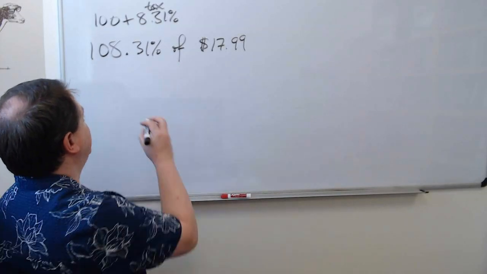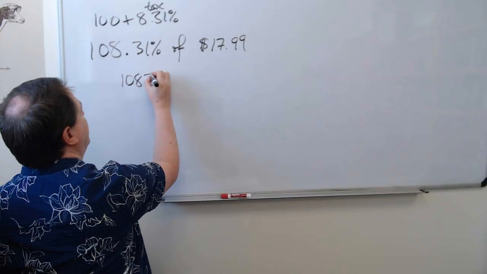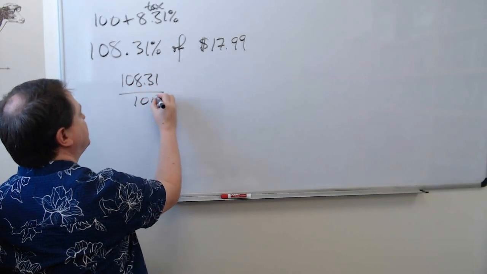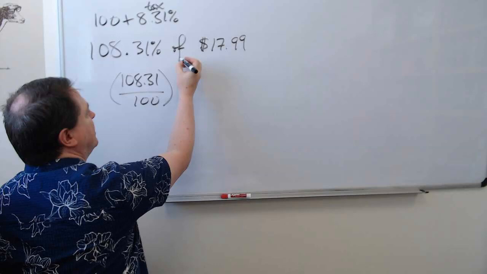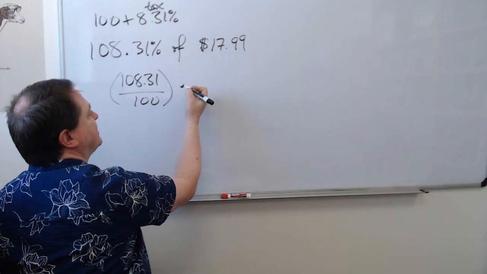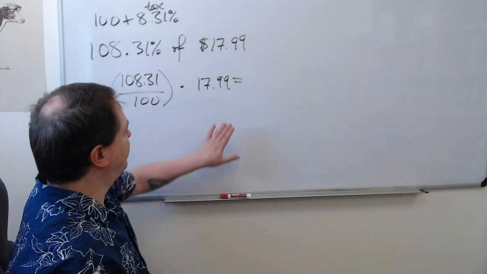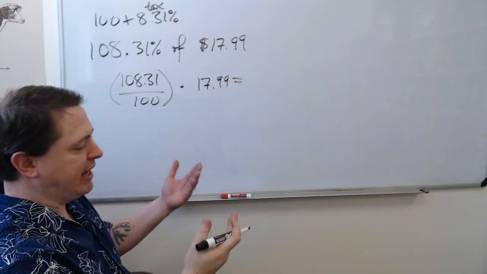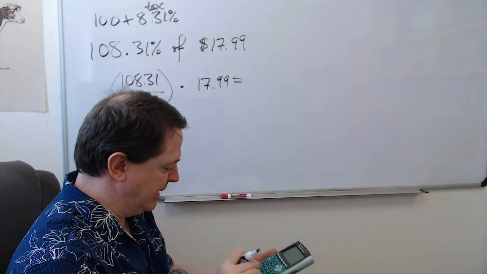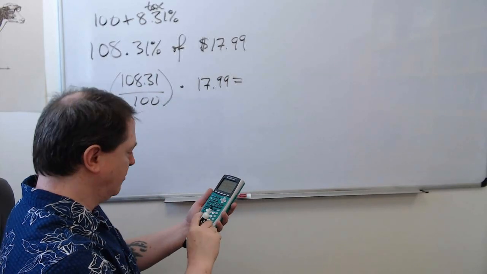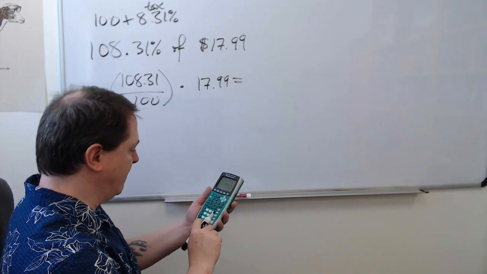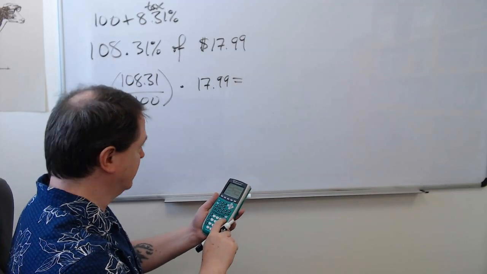Okay? So I'm able to get that to be 108.31% of the $17.99. Well, if I do that, 108.31% means per 100. And then again, think of this as times 17.99. And if I do that directly, I just have my answer right now without needing to do any additional work, or even more importantly, having to remember that I need to do additional work.